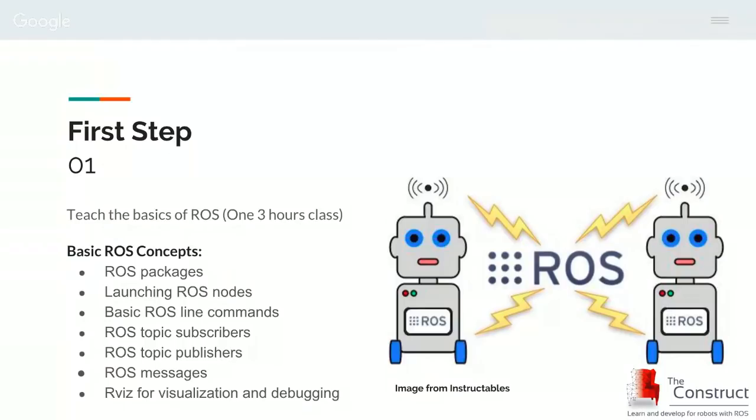They are going to subscribe to the topics. They are going to publish. They will need to create packages, launch some nodes, and use RViz for debugging. So this 3-hour class is just to explain to the students the basics of ROS and what they are going to use in the rest of the course, in the other classes that are to come. Okay, so in the first step, we teach this, and that's it.